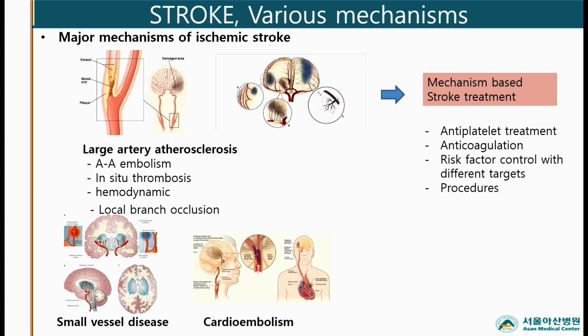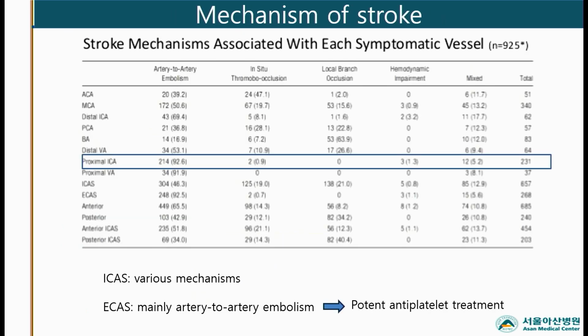And these days we do use antiplatelets, anticoagulants, and risk factor controls, and also some procedures related to decreasing the secondary stroke. And maybe those will be dealt in the following lectures. So more in detail, you can see here that the proximal ICA disease is mostly associated with the artery-to-artery embolism. Most of the stroke is caused by the platelet aggregation activated in the carotid artery area and embolizes distal to the brain. However, in the case of ICAS, intracranial atherosclerosis, it is related with more various mechanisms.